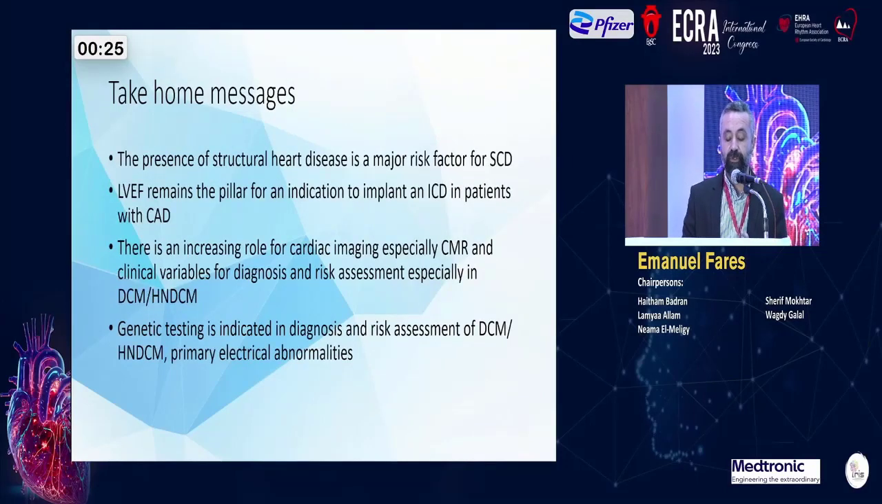My take-home message is the presence of structural heart disease is a major risk factor for sudden cardiac death. EF remains a pillar for indication to implant an ICD in patients with coronary artery disease. There is an increasing role for cardiac imaging, especially CMR, as well as clinical variables for diagnosis and risk assessment in patients with dilated cardiomyopathy. Genetic testing is indicated for diagnosis and risk assessment of dilated cardiomyopathy and primary electrical abnormalities.